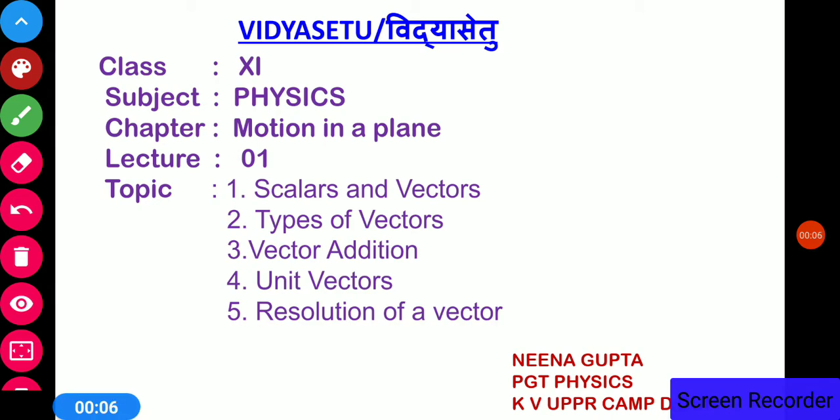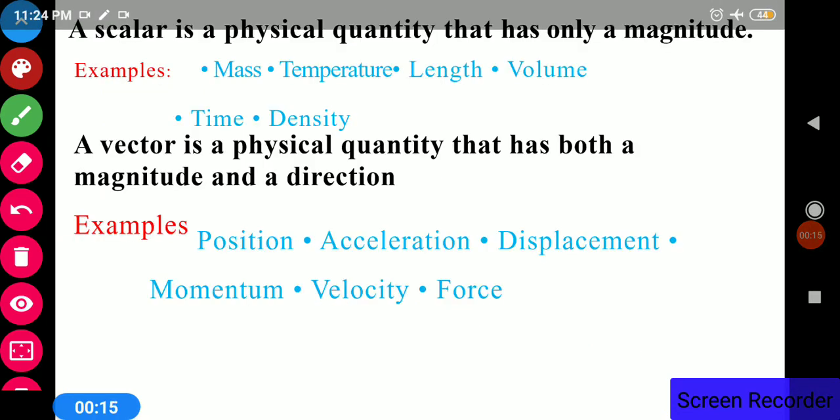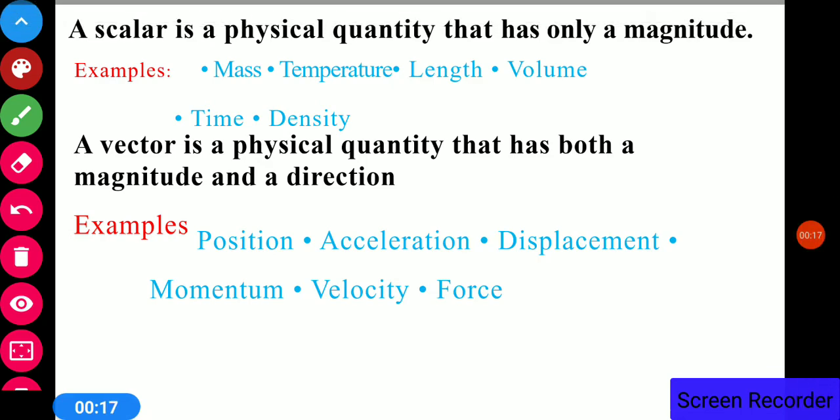Today in this lecture, I am going to cover the following topics: scalar and vectors, types of vectors, vector addition, unit vectors, resolution of vector. Now, as you know, a scalar is a physical quantity that has only a magnitude, while a vector is a physical quantity that has both a magnitude and direction. Examples: mass, temperature, length, volume are scalar quantities. Position, acceleration, displacement, momentum, etc. are vector quantities.